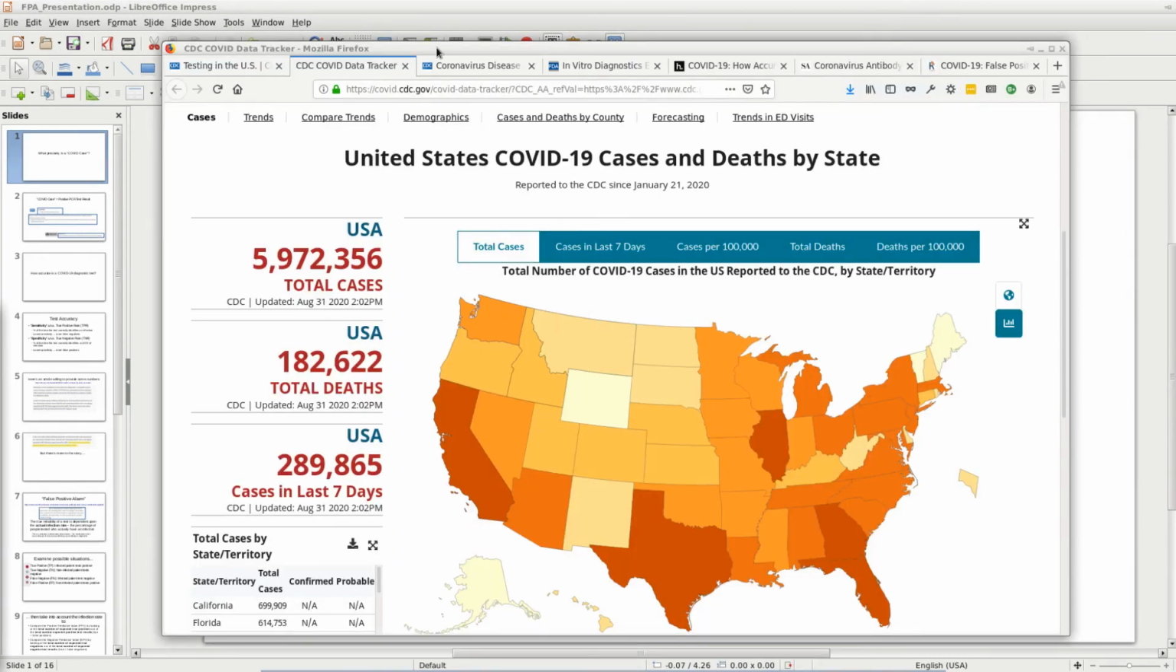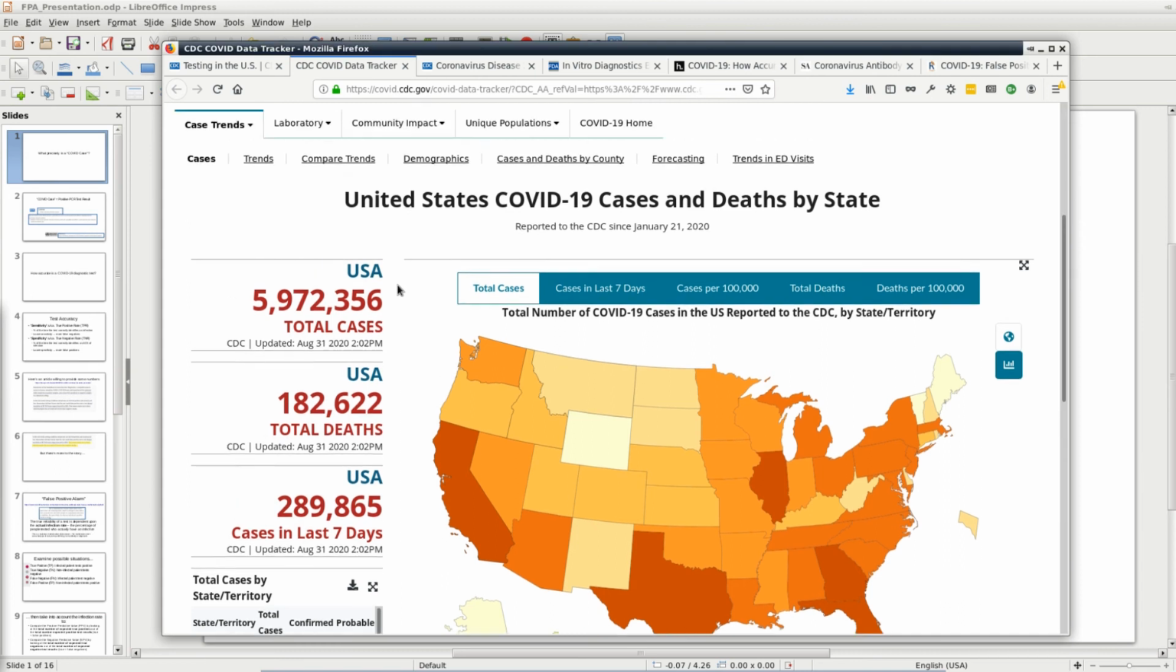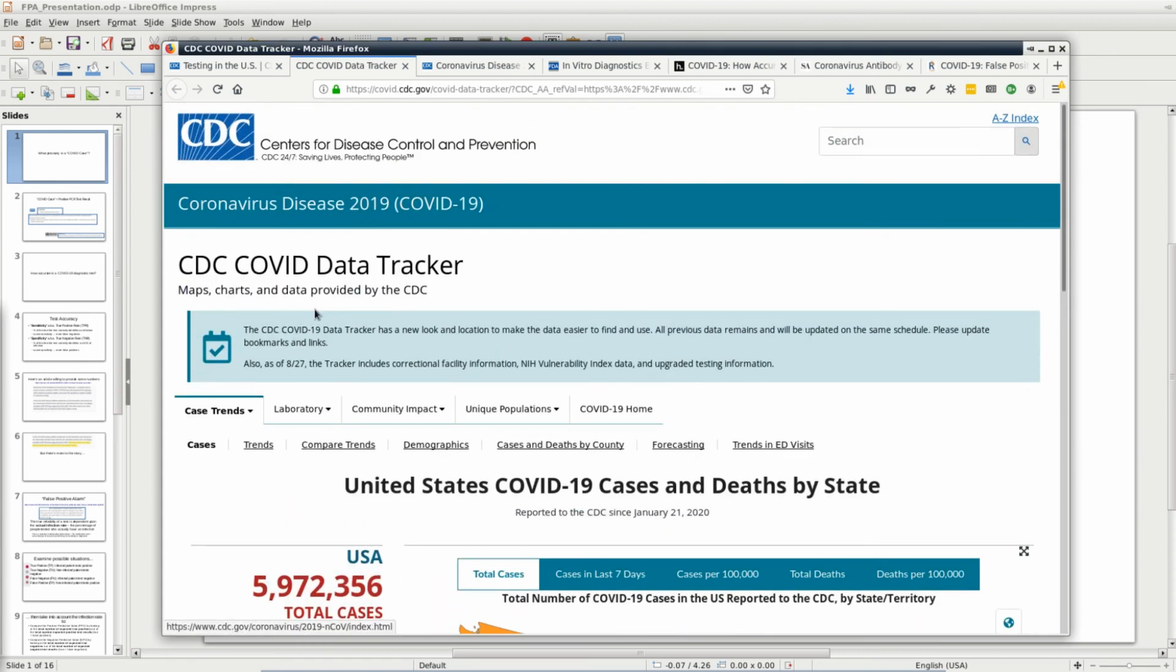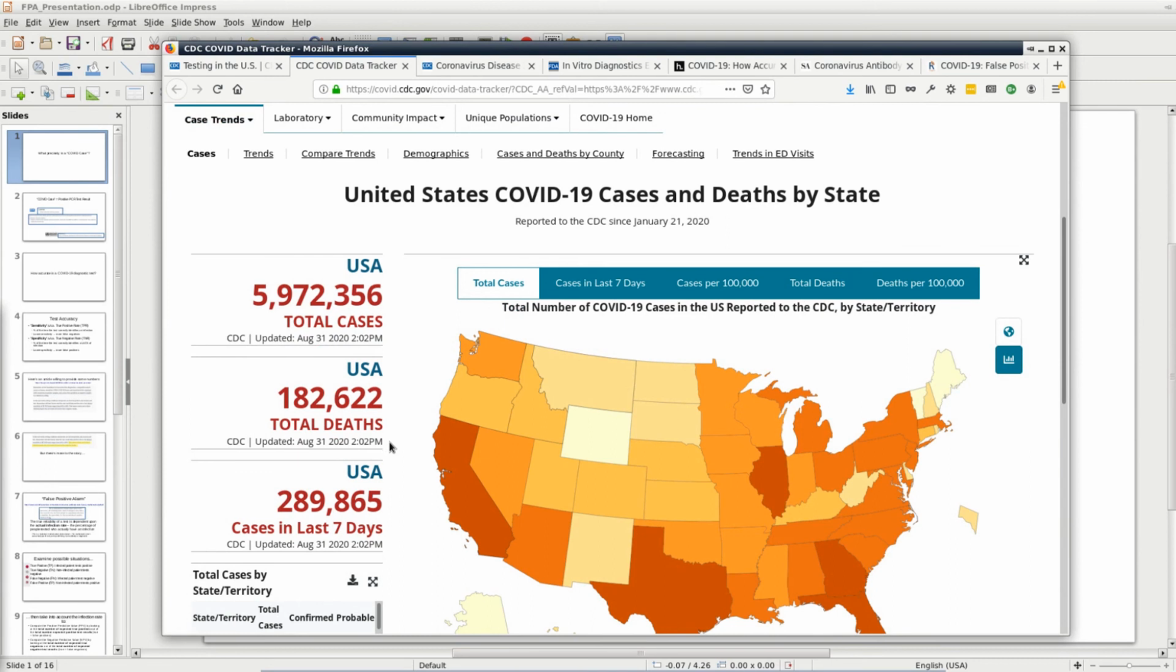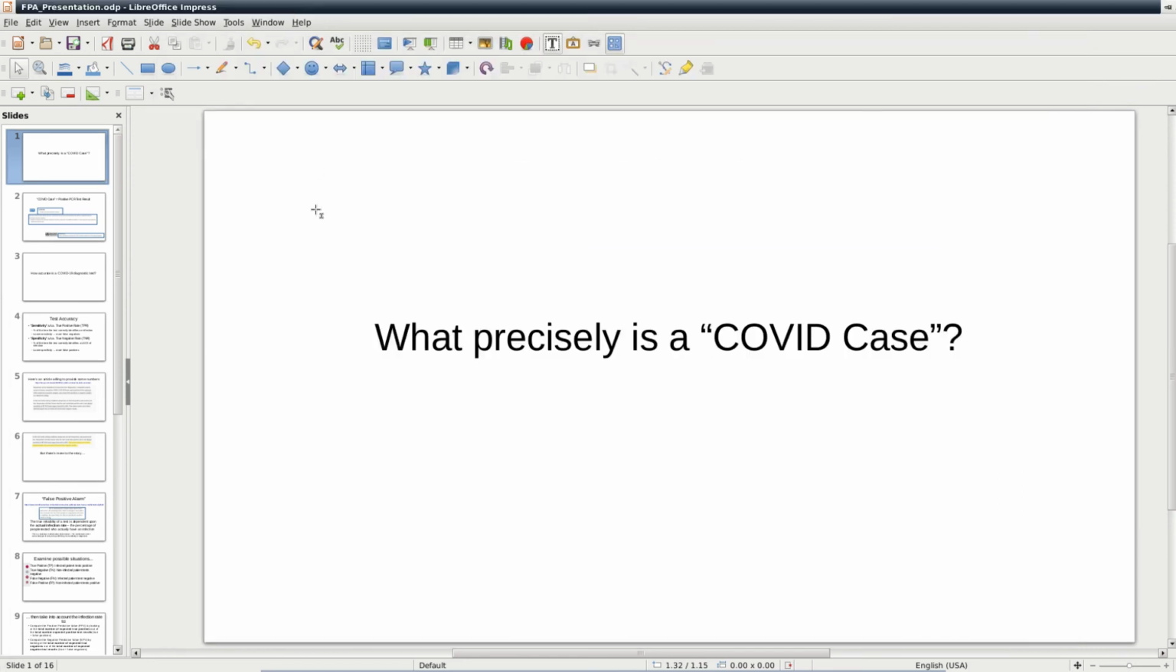Okay, this is the site. This is the web page on cdc.gov where they give us the number of cases, the number of deaths, and the number of new cases. So, cases. It seems like a natural question is, what is a case? We just kind of take it for granted, I feel like, and just accept, oh, it's a case. It's someone who's sick with COVID. So anyway, this is where the investigation begins. What precisely is a COVID case?